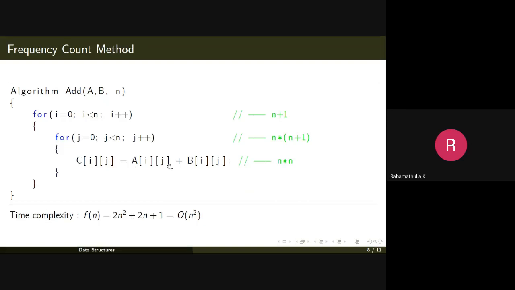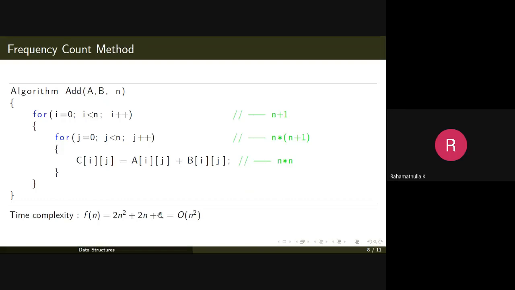And this statement inside this for loop, which is already inside this for loop, so it is n into, and for this for loop, once again this will execute n times. So C[i][j] = A[i][j] + B[i][j] will execute n into n number of times. So it is n square plus n, then n plus 1. The sum of all these things is 2n square plus 2n plus 1.